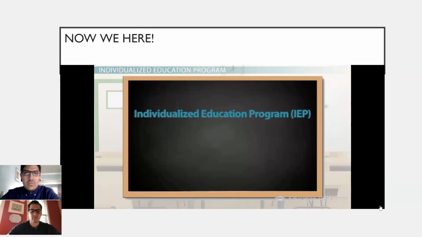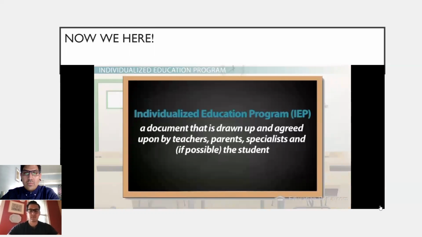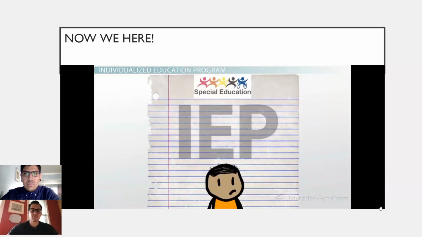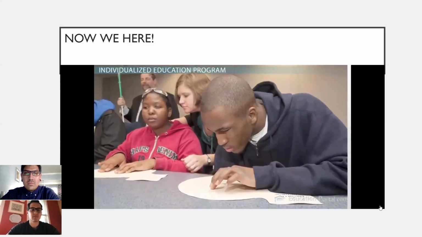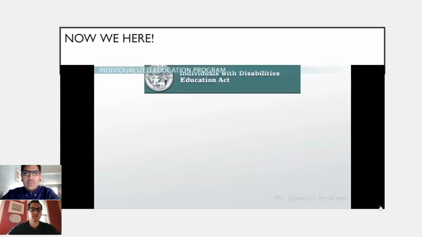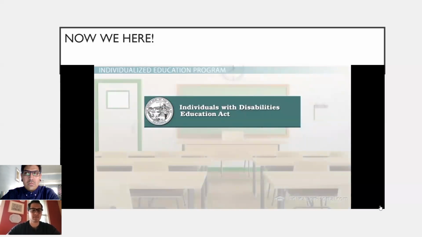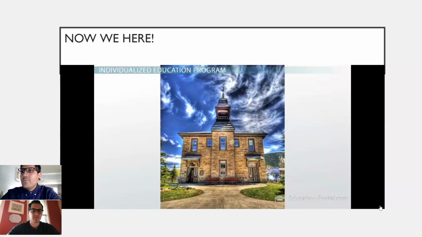An IEP is a document that is drawn up and agreed upon by teachers, parents, specialists, and, if possible, the student. The document describes the present achievement level of the student, then specifies goals for the school year, as well as any special support needed to achieve those goals. In other lessons, we'll discuss learning disabilities in more depth and how to use an IEP in the classroom. The focus of this lesson is the law itself. Let's visit Cornerstone Elementary to see an example of the IDEA in action.